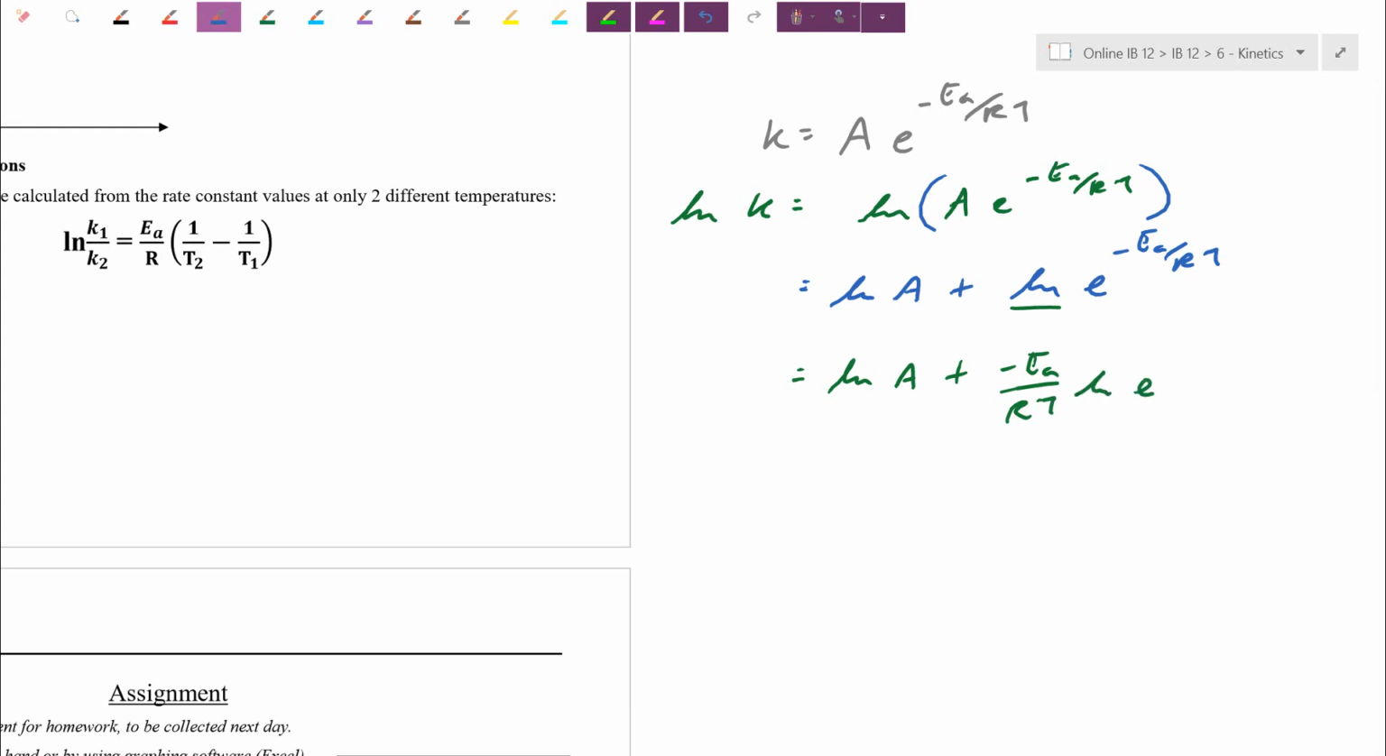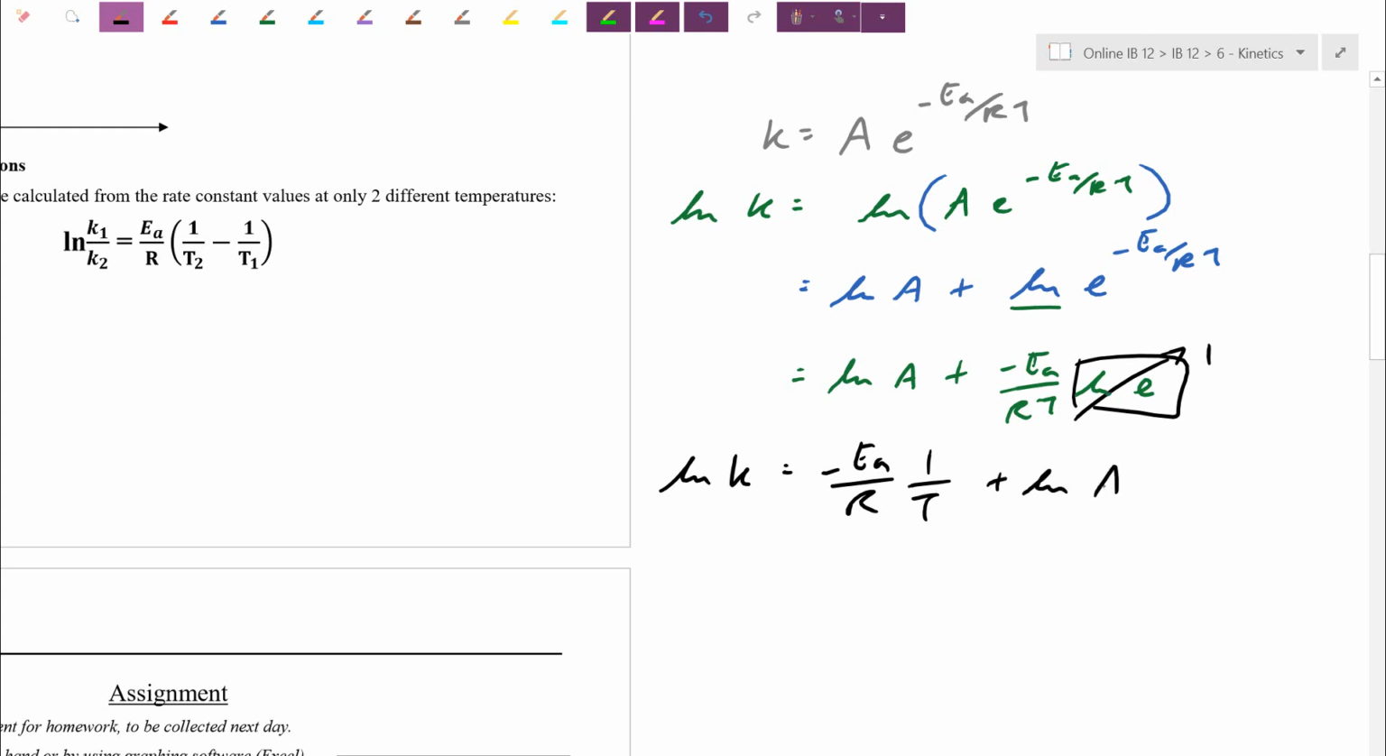Because I use the natural logarithm here, base e, the log of e itself is just 1, so that term just drops away. And therefore I have my formula: ln k is going to be, let me just rewrite this term first, negative Ea over R, and I'm going to leave the 1 over T as another variable here, plus ln A. Essentially, if I have a bunch of k's at a bunch of different temperatures, I can plot the logarithm of k on the vertical axis against this strange 1 over T, which is the horizontal axis.